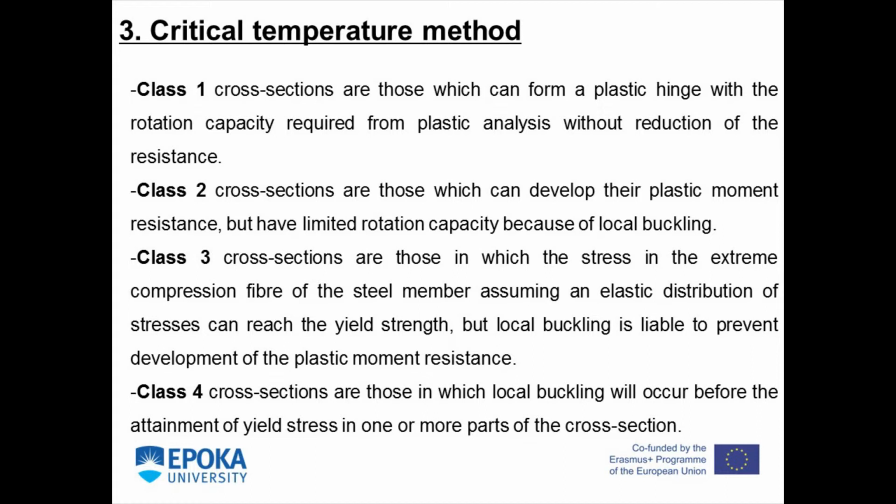Class 3 cross-sections are those in which the stress in the extreme compression fiber of the steel member, assuming an elastic distribution of stresses, can reach the yield strength, but local buckling is liable to prevent development of the plastic moment resistance. And class 4 cross-sections are those in which local buckling will occur before the attainment of yield stress in one or more parts of the cross-section.